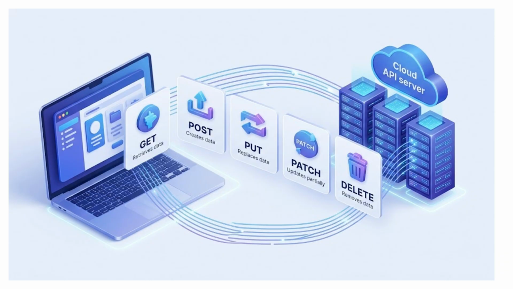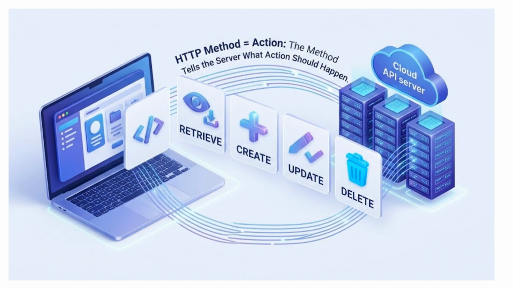Patch is slightly different. It is used when we only want to update part of an existing resource. And finally, delete is used to remove a resource from the server. So the HTTP method tells the API what action we want to perform. For LLM APIs, POST is especially important because prompts, messages, and other settings are commonly sent to the AI using a POST request.